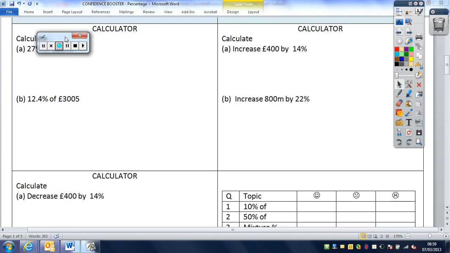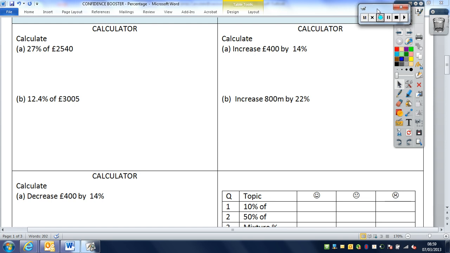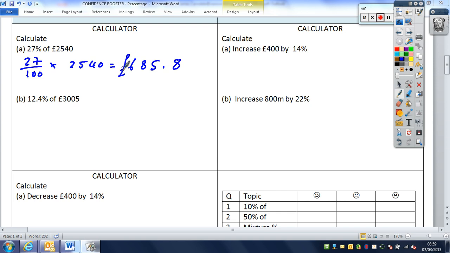Calculate one. Liam, I know you get this, so we'll let you talk about this one. Show me how to do it. 27 over 100 times 3 equals 0.8. It's pounds, so I'm going to put 0.80.